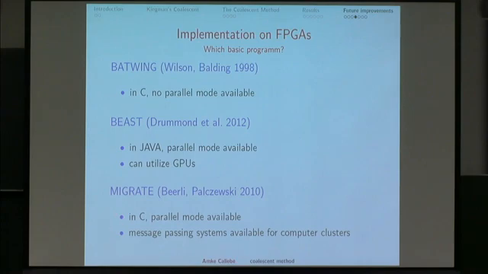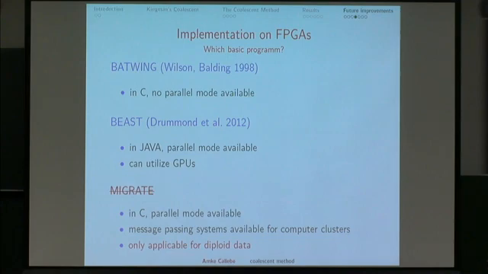We also have here a parallel mode available, and we also have message passing systems available such that it can be used on computer clusters. Okay, so if you look at this in the first instance, you would say, well, perhaps BATWING is not such a good choice. Let's see about that. But with migrate, we have seen that it is at the moment only applicable for haploid data, so not for Y-STRs. So we had to remove migrate from our program here.